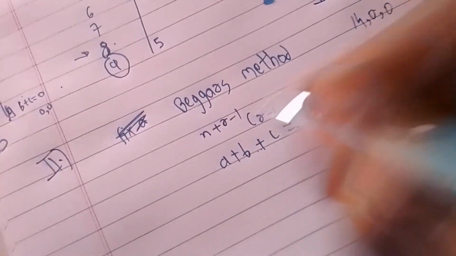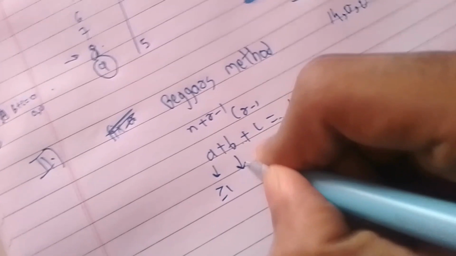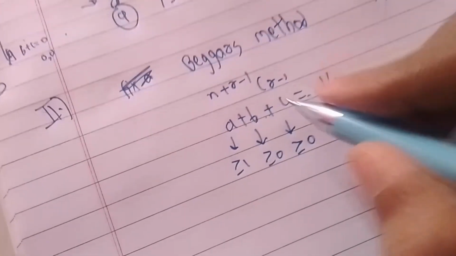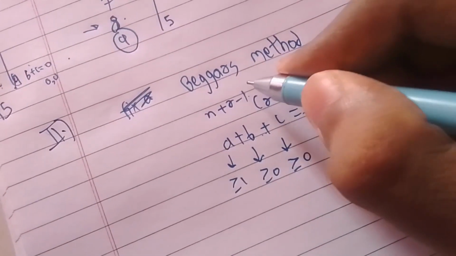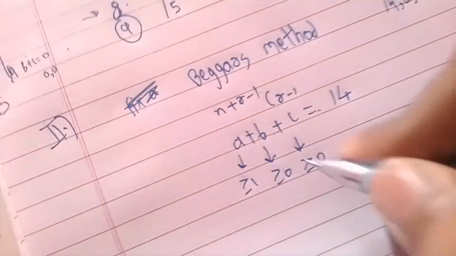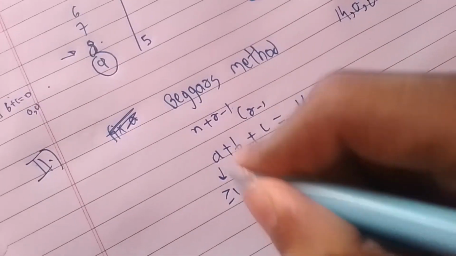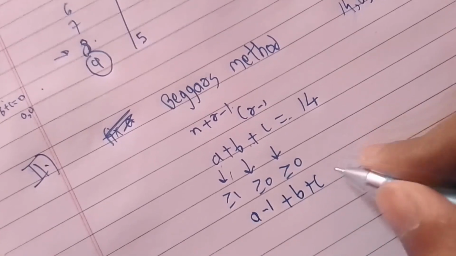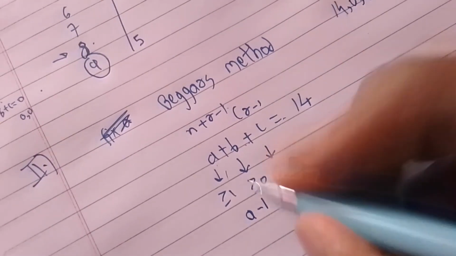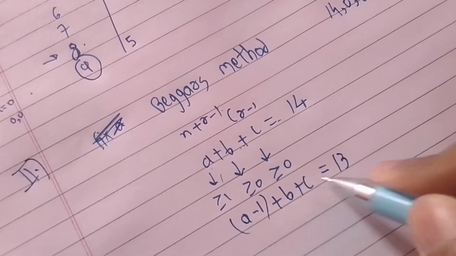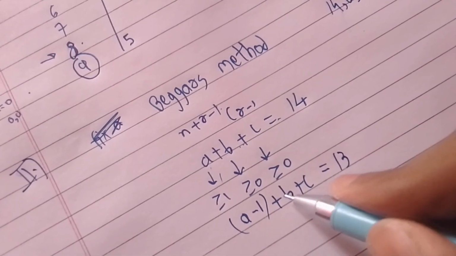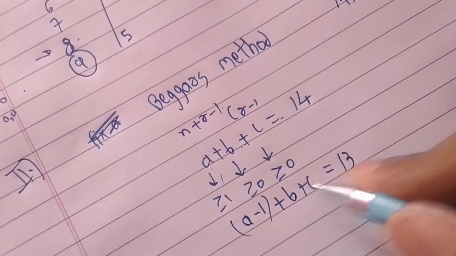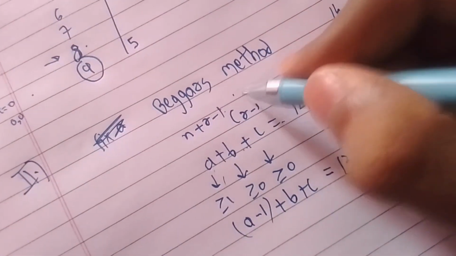So in this case we know that a is greater than equal to 1, b is greater than equal to 0, c is greater than equal to 0. So we know that this method is valid when all things become greater than equal to 0. So I will have a minus 1 plus b plus c equal to 13. I subtracted 1 from both sides. So these all behave as integers and all are positive integrals. So I can apply this formula now.